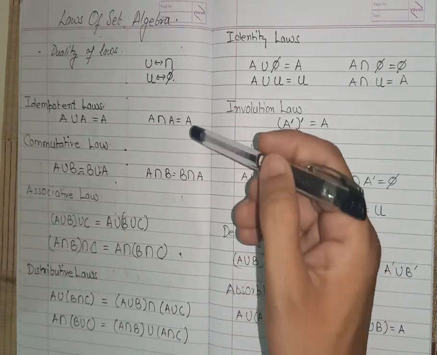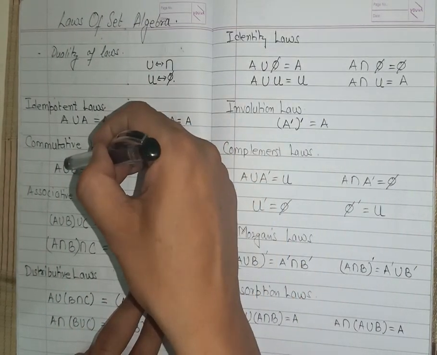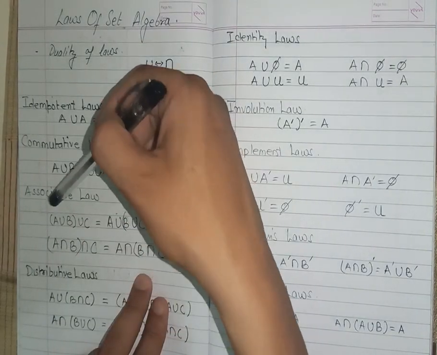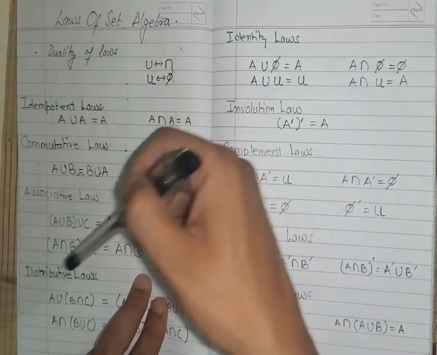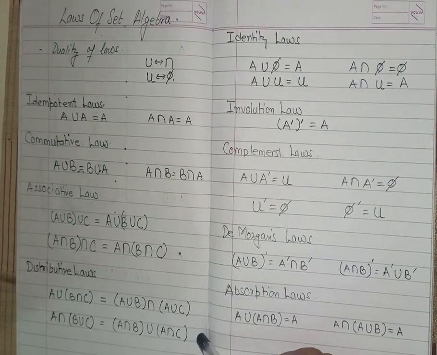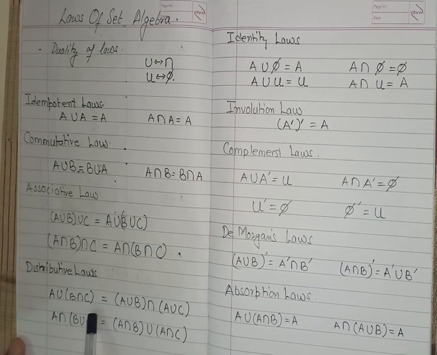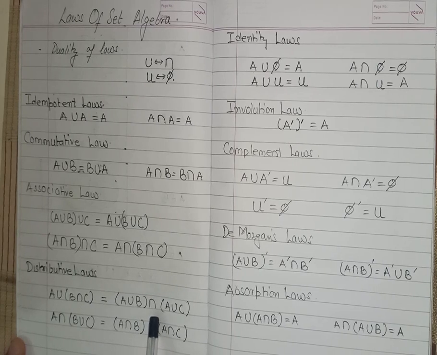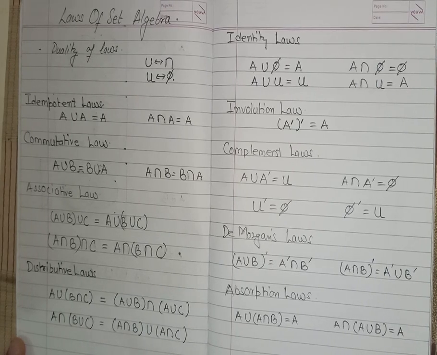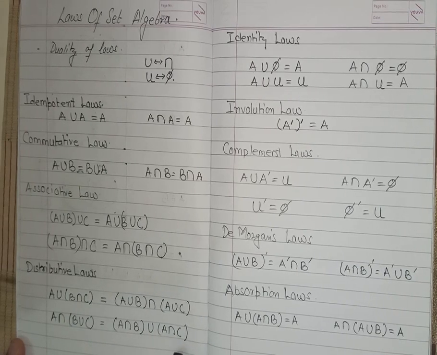Distributive laws. Up to this point, whatever laws we have had single-operation laws: union, union, intersection, intersection. When we talk about the distributive law, we have to talk about two different operations. So the distributive law means A union (B intersection C) is equal to (A union B) intersection (A union C), and the dual of this law can be obtained by interchanging union with intersection and vice versa. So I get A intersection (B union C) is equal to (A intersection B) union (A intersection C).